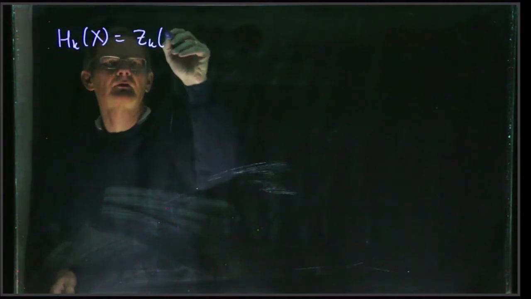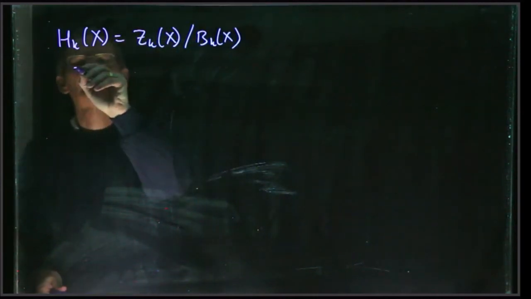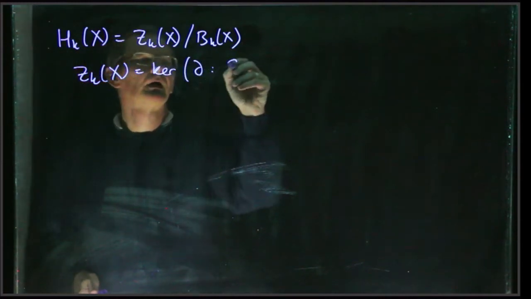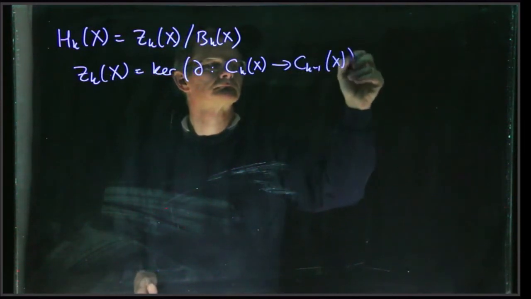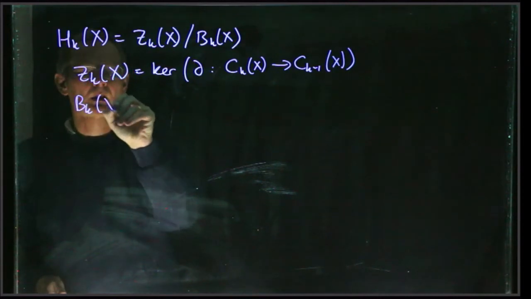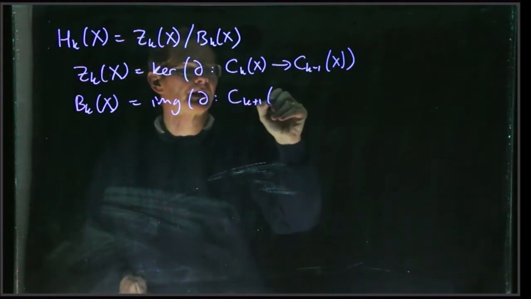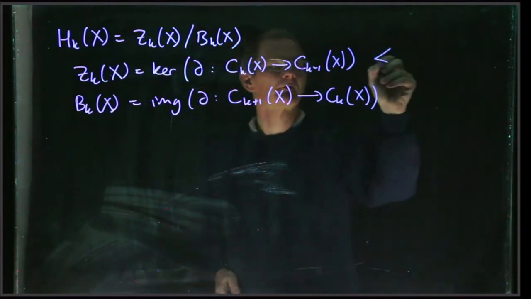Okay, so in the last video, we defined homology groups. Remember, we defined H_k(X) is Z_k(X) mod B_k(X), where Z_k(X) is the kernel of the differential from C_k(X) to C_{k-1}(X). And B_k(X) is the image of the differential from C_{k+1}(X) to C_k(X). Okay, so both of these are subgroups of C_k(X).